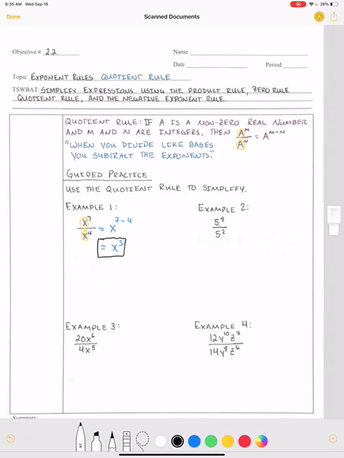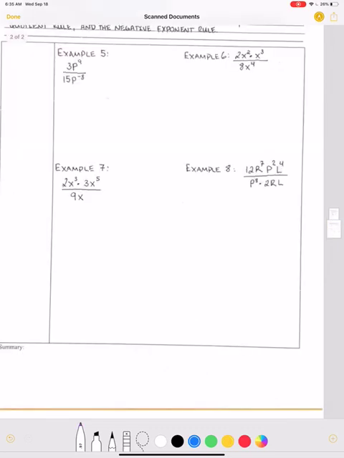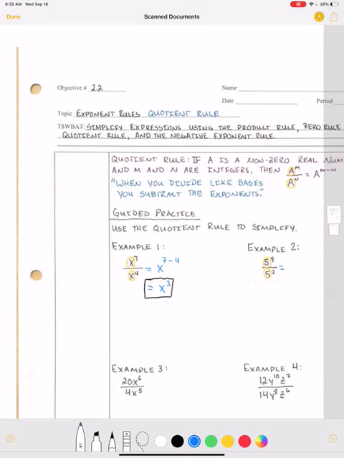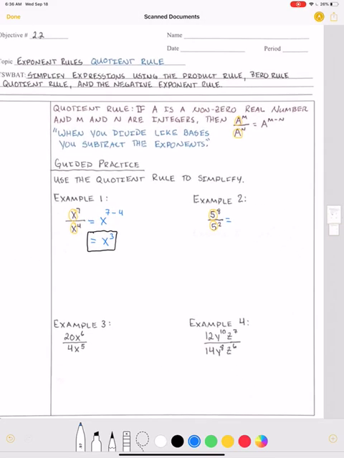Same deal with example 2. I have 5 to the power of 8 divided by 5 to the power of 2. So I know that my bases are the same. So that's going to be my base. It's going to be 5. And my exponents are 8 and 2. I'm going to subtract my exponents, and I have 5 to the power of 6.